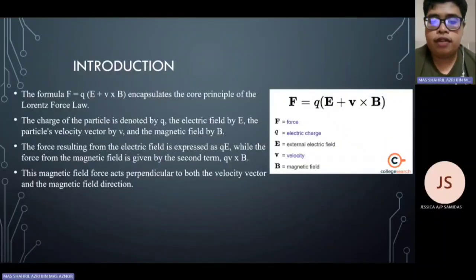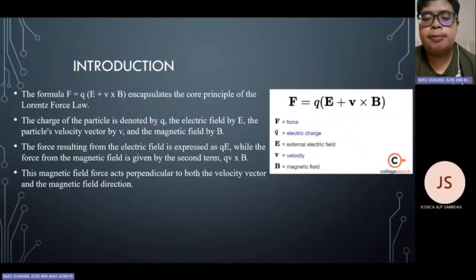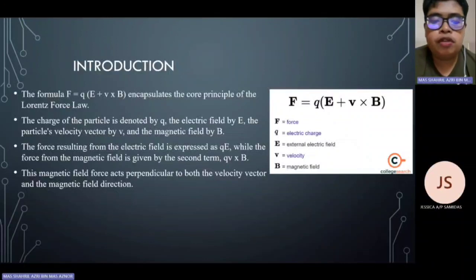So F equals force, Q equals charge, E is the electric field, V is the velocity, and B equals the magnetic field, where F equals Q(E + V × B). The force from the electric field is expressed as QE, while the force from the magnetic field is given by the second term, QV × B. This magnetic force is perpendicular to both the velocity vector and the magnetic field direction.